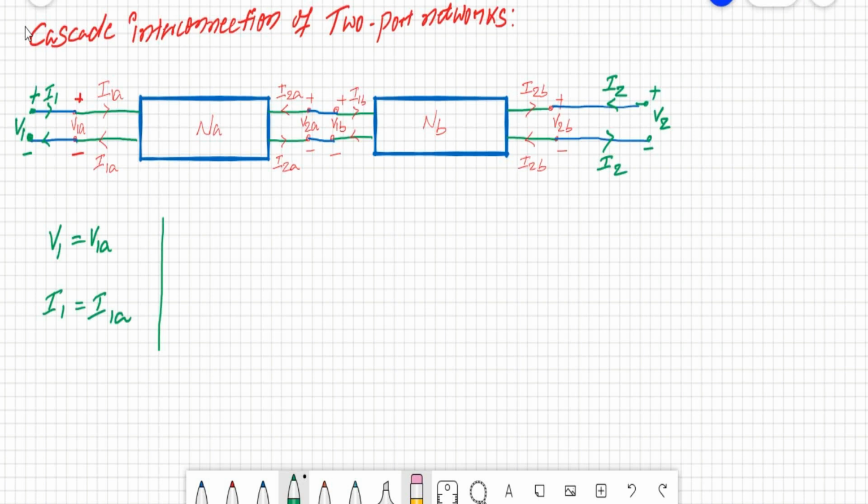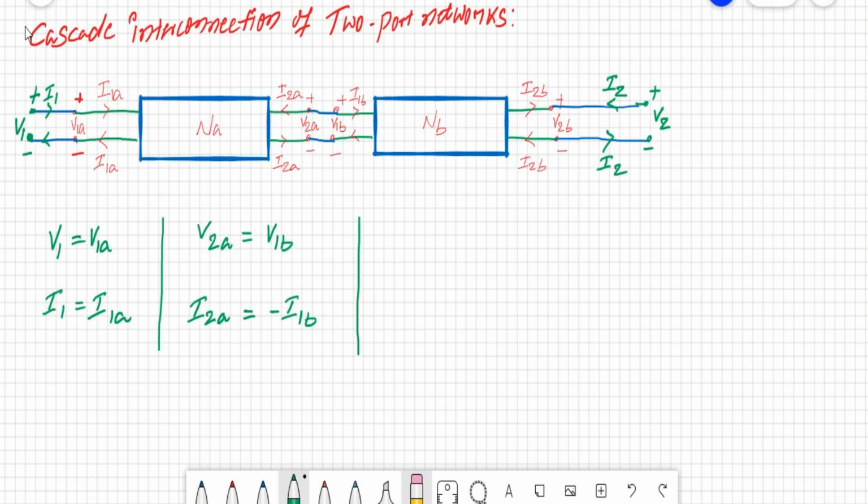Here V2A is equal to V1B. And I2A is flowing in this direction and I1B is flowing in the opposite direction. So I2A is equal to minus I1B.